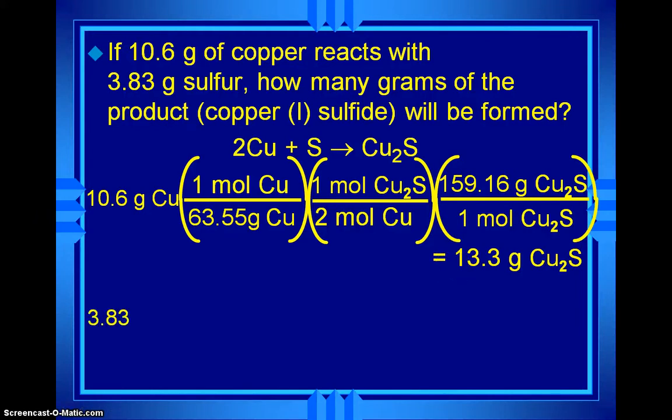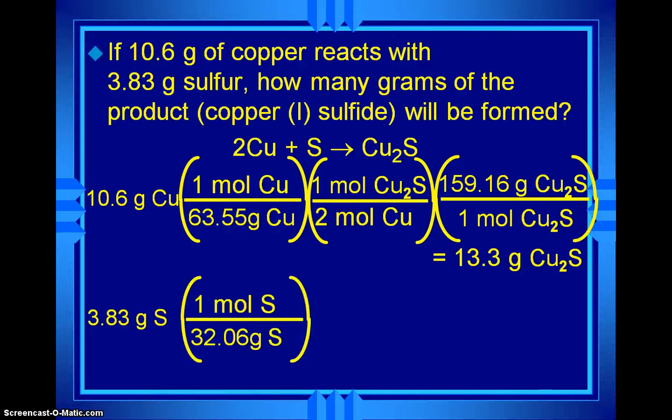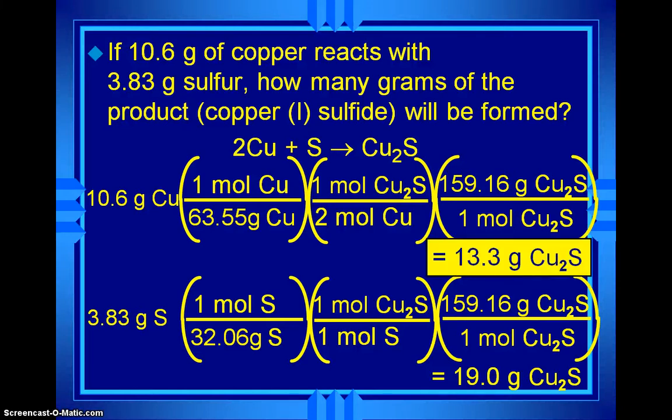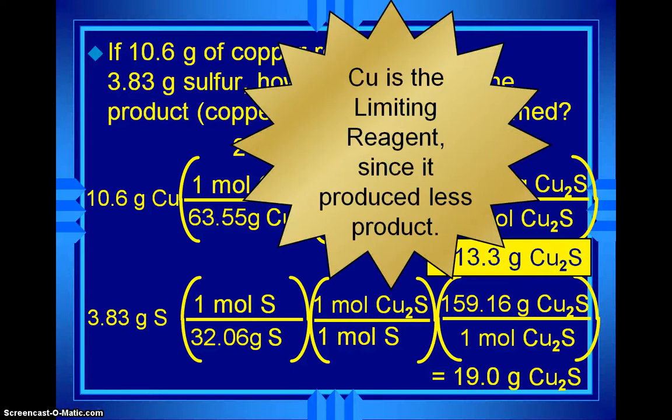So now we're going to do it for sulfur. Right? Set up the same problem, but we're going to convert from grams of sulfur to moles of sulfur. And then from moles of sulfur to moles of copper sulfide, and then moles of copper sulfide to grams of copper sulfide. And in this case, we get 19 grams of copper sulfide. So the answer to our question, how many grams of the product will be formed, the answer would be 13.3 grams. Because we're going to run out of copper before we run out of sulfur. Copper is the limiting reagent. So copper is the limiting reagent, and it determines how much product is made.